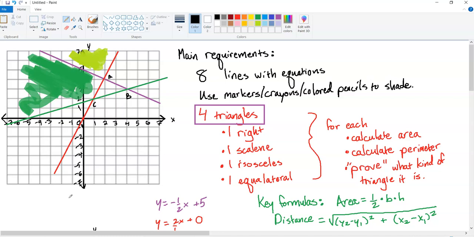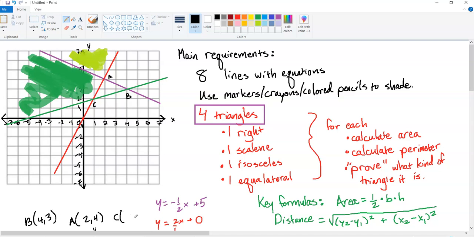So in my case, I have triangle ABC. A was at, let's see here, 2, 4. B was at, I'm just going to list them here so I can use them in a second, 4, 3.